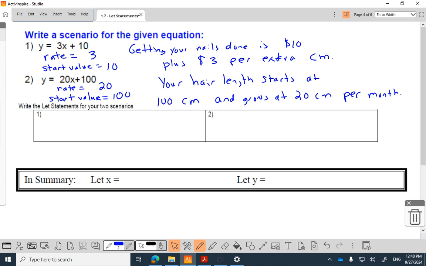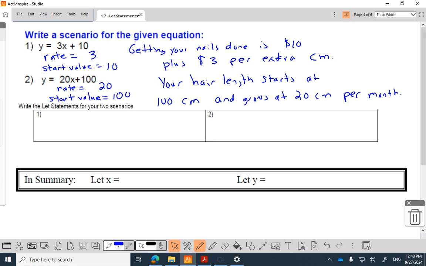So what were the let statements? Let's look at the first one. If you wanted to know how much your nails are going to cost, you're deciding, I'm going in on Wednesday for my nail appointment, how much money do I have to take? What do you have to know beforehand? What's the input? Before you go to your nail appointment, what's the big decision you have to make?